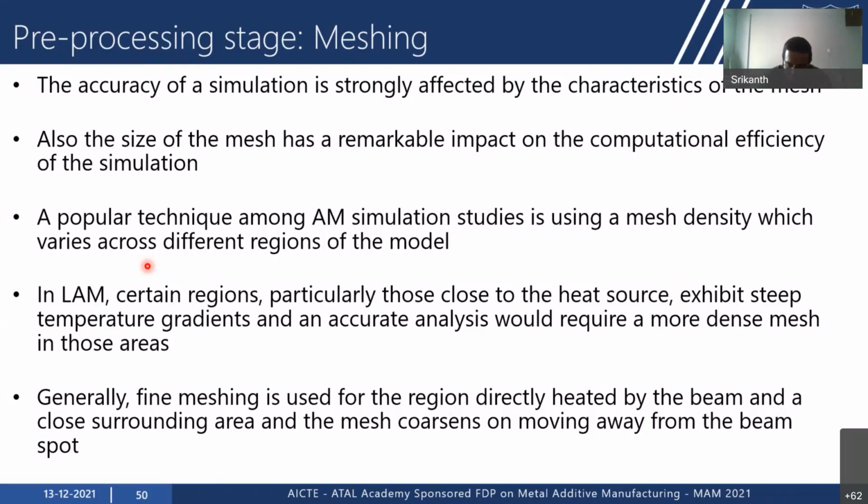So in regions close to the heat source, the mesh should be dense. Regions away from the heat source, the mesh should be coarse. However, the problem is, as we are adding material, the heat source keeps moving. Therefore, we need to use adaptive meshing to ensure that the regions near the heat source have a dense mesh, and regions away from the heat source, we can coarsen the mesh.